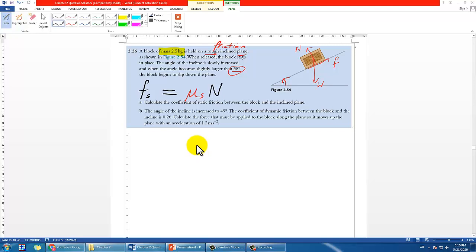Okay, part B, I clear out what I wrote to give me more space simply. So part B is basically a different question.